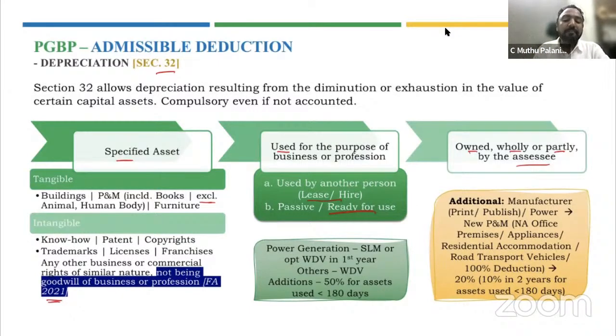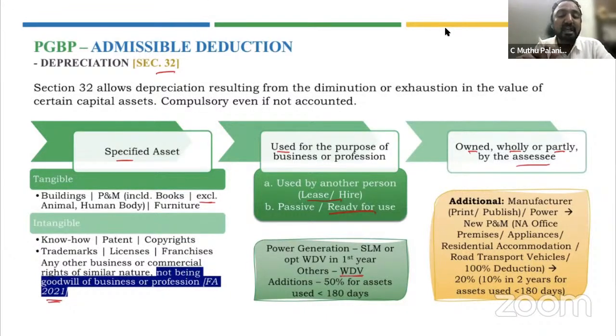These three situations. Now, what will be the method? We would have studied methods of depreciation in school or college. What is the method of depreciation? Basically commonly used is straight line method and WDV method. Income tax prescribes WDV method, but only for power generation units.